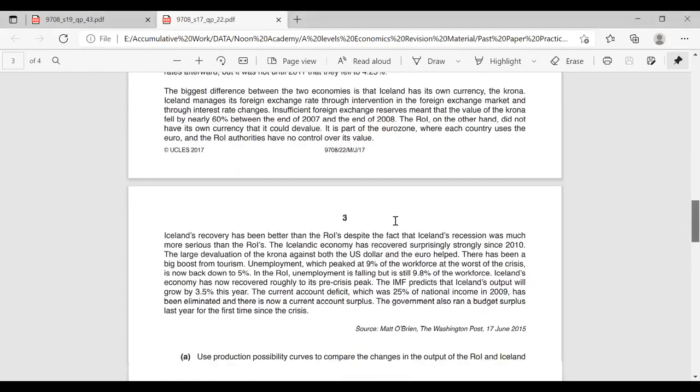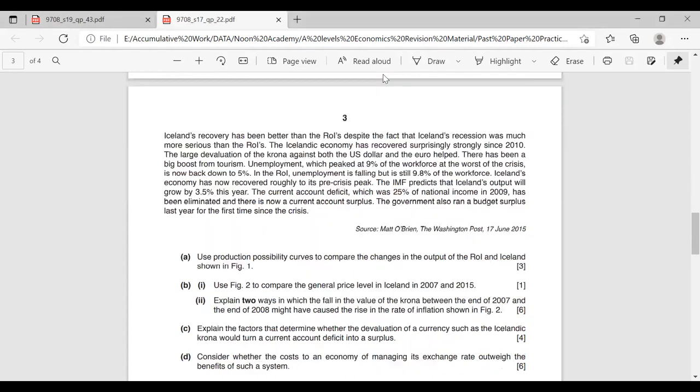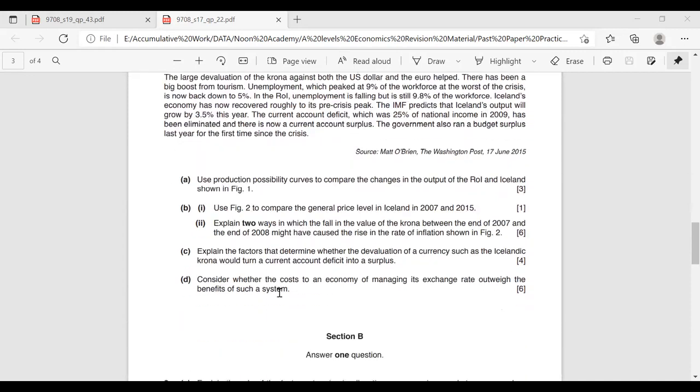Iceland's economy has now recovered roughly to its pre-crisis peak. The IMF predicts that Iceland's output will grow by 3.5% this year. The current account deficit, which was 25% of national income in 2009, has been eliminated and there is now a current account surplus. The government has also run a budget surplus last year for the first time since the crisis. Are we good on this? So this is what is provided to us in the question. Now we move on. After you read the case study, you read the questions one by one and start answering.